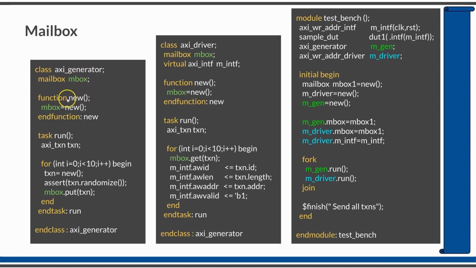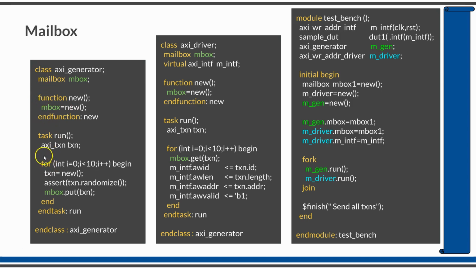And as you know, a class has a constructor with the name new. It's a must-have function within every class in SystemVerilog. This is a function which is called when the class is created. Within the new function, I am calling the new function of the mailbox again. So the mbox is created and returned to a handle. So the mailbox is actually created within the class constructor function.